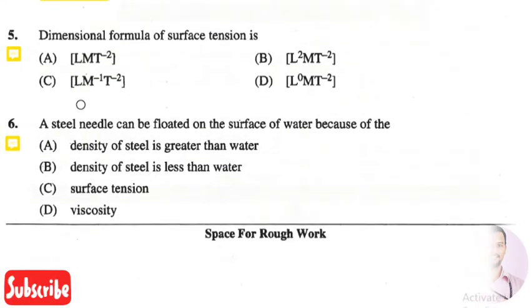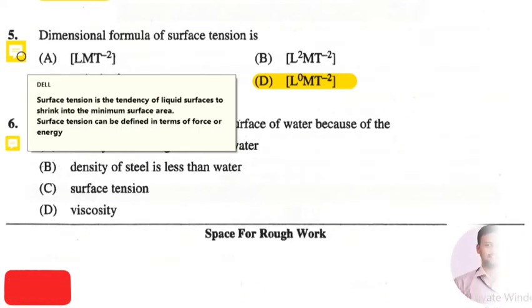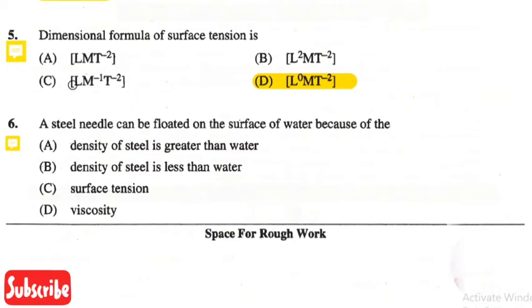The next question is: the dimensional formula of surface tension is, the right answer is option 4, that is L raised to 0 M T raised to minus 2. So what is surface tension? Surface tension is the tendency of a liquid surface to shrink into the minimum surface area. So that is surface tension.